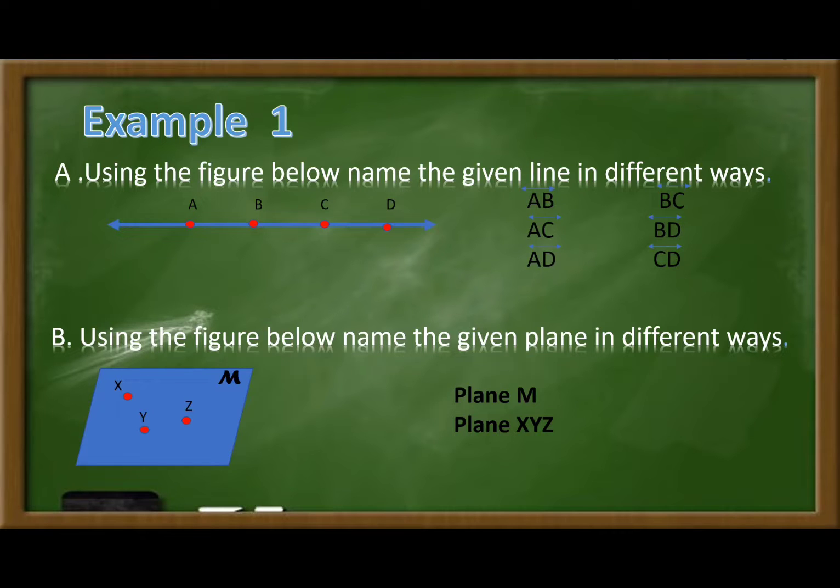Let's see if we got the correct answer. So we have line AB, line AC, line AB. You can call it line AC. Also, line BB and line CB. This plane, you can call it plane AM.